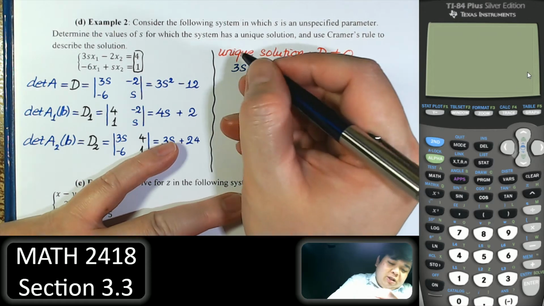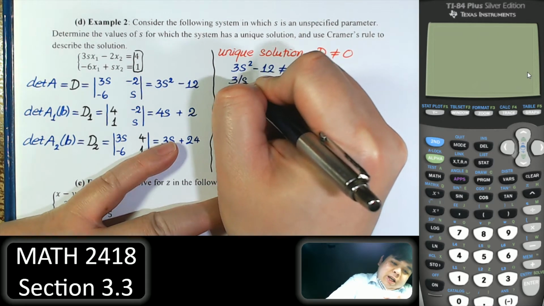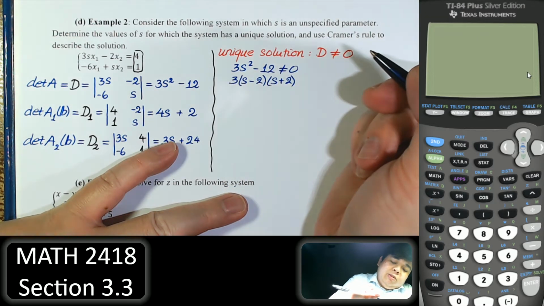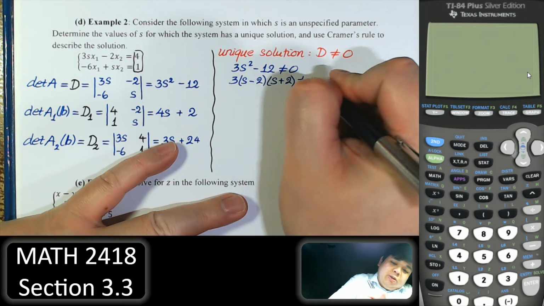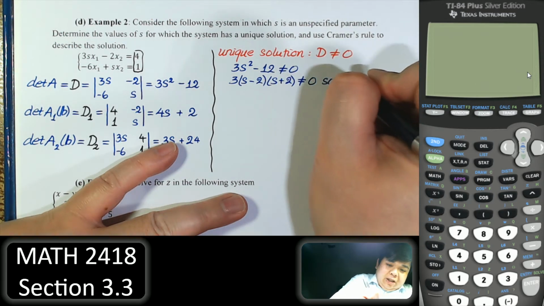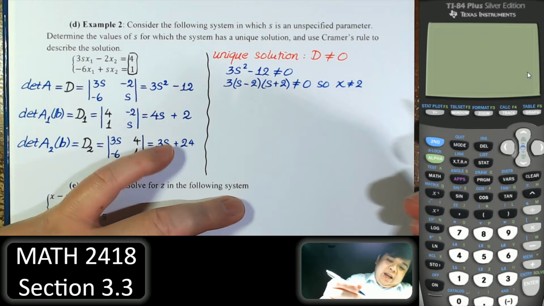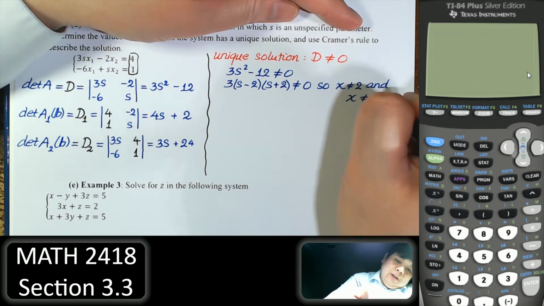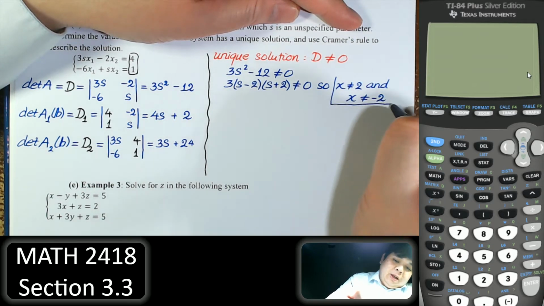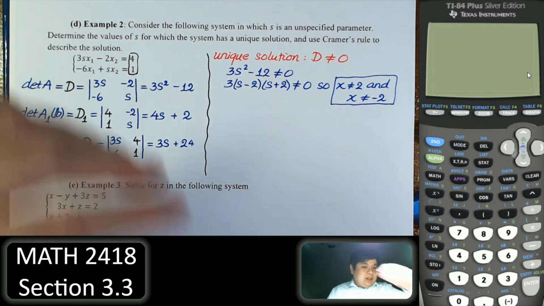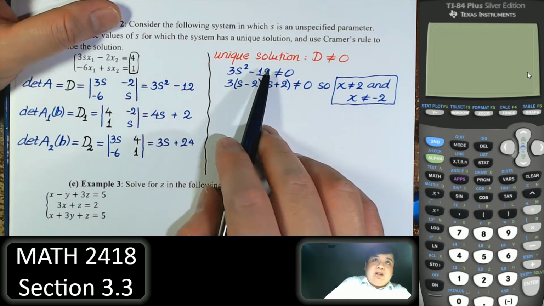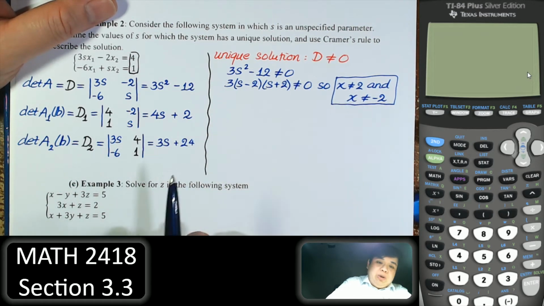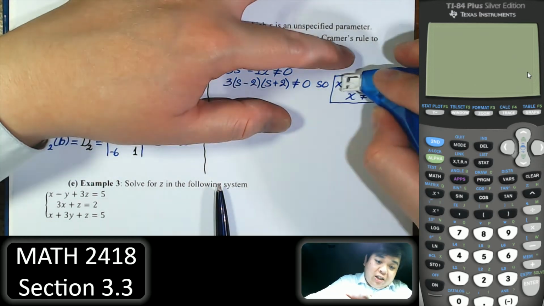So we factor out 3(s minus 2)(s plus 2), not equal to 0. So we have s not equal to 2 and s not equal to -2. Factor out 3, we have s squared minus 4, which factors further into s minus 2 and s plus 2, and that cannot be equal to 0, so that's what we have.